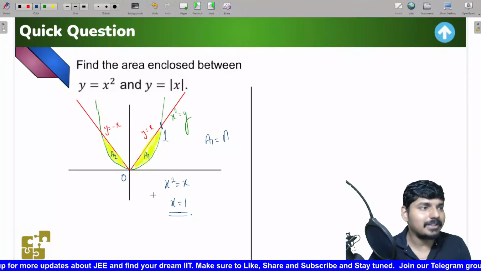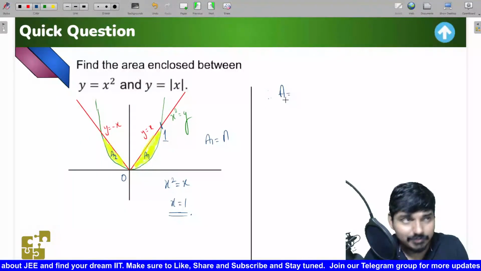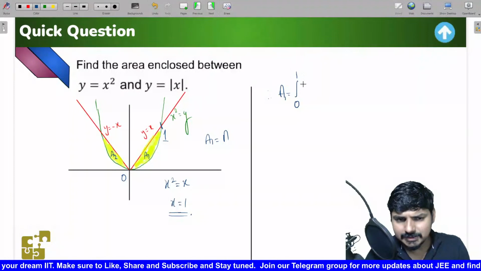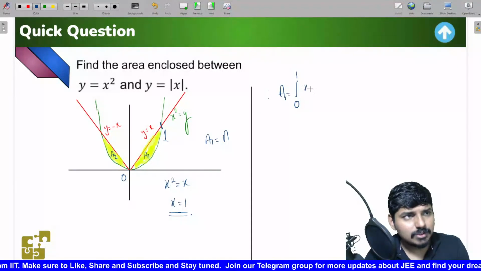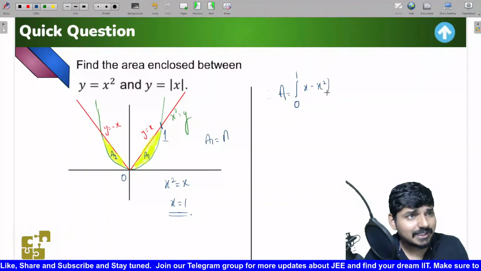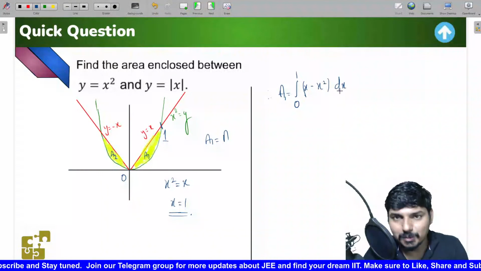So what is going to be the area therefore? In fact, let me calculate A1 first. So A1 is integration 0 to 1. Which one is the top curve, everyone? x. Which one is the lower one? It is going to be the green, which is x square. So x minus x square into dx. This is what you're going to get.